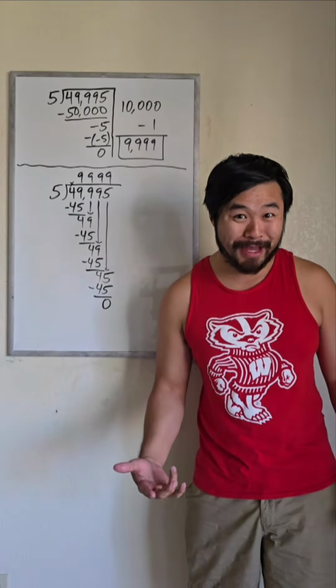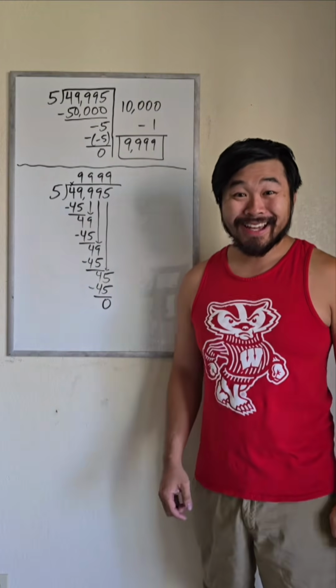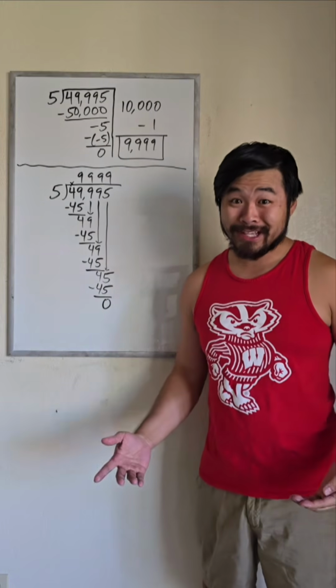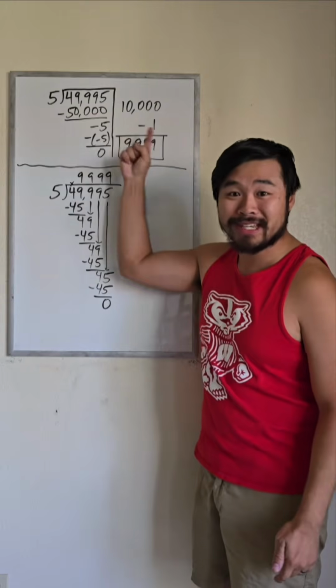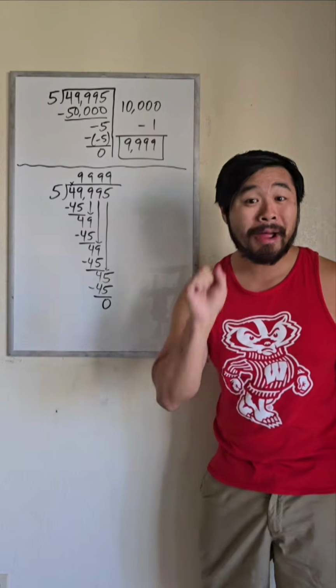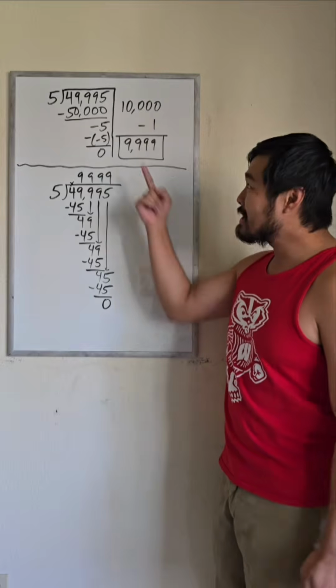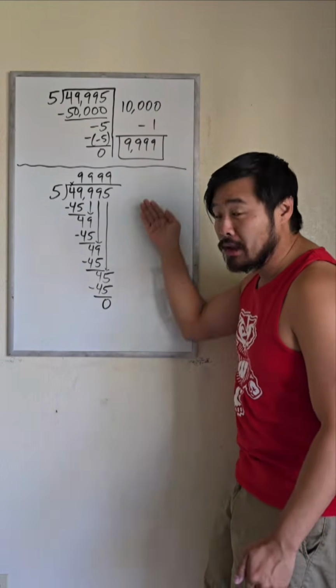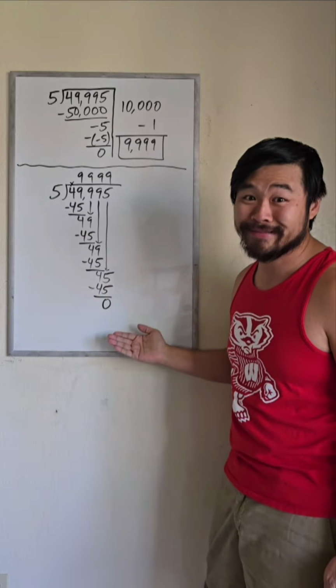And can we overestimate with this method? Absolutely. Say we're doing 49,995 divided by 5. We can say, well, I know 10,000 5s is 50,000. I went over by one set of 5. So the answer is 9,999. So we don't always have to rely on the long division algorithm to get our answer.